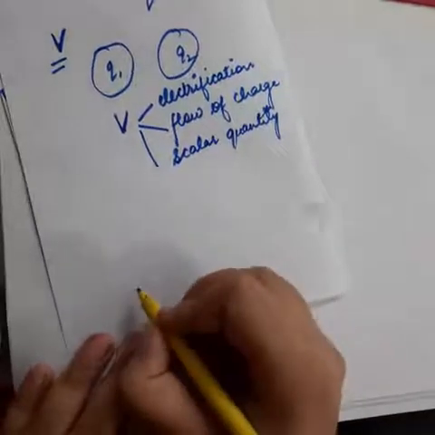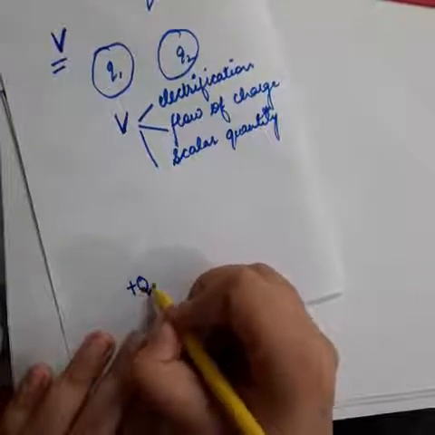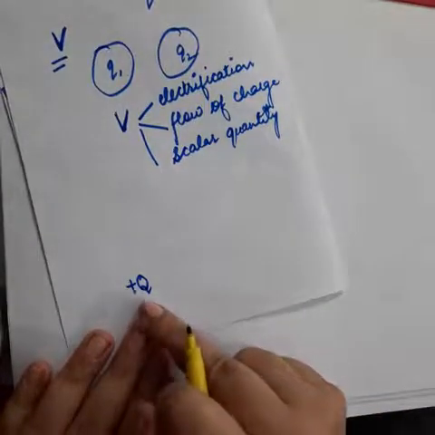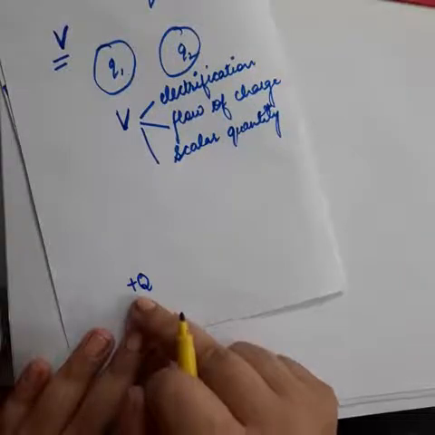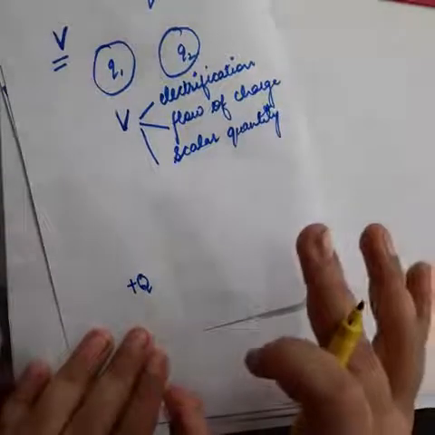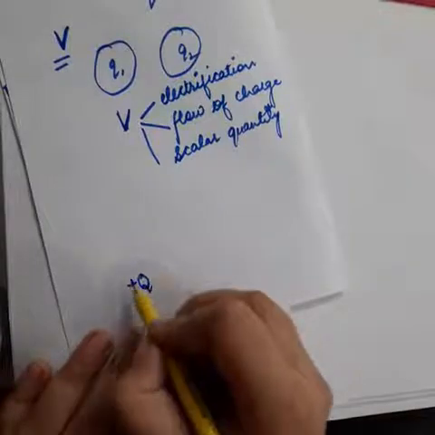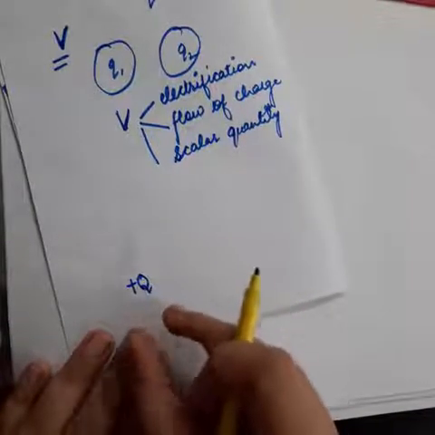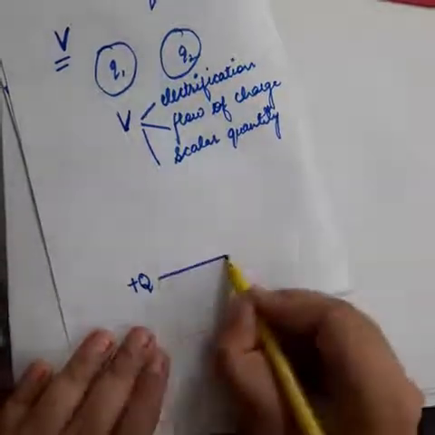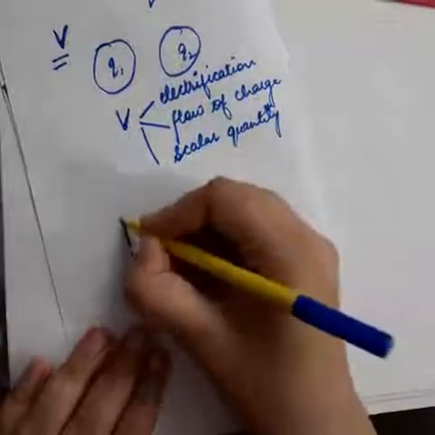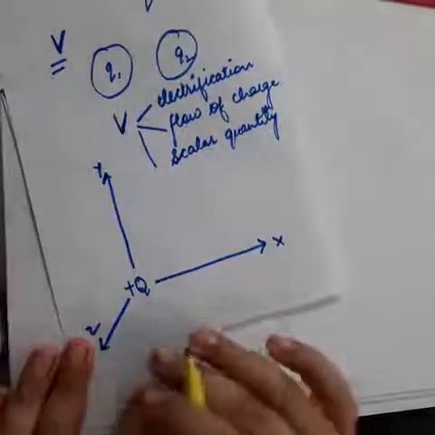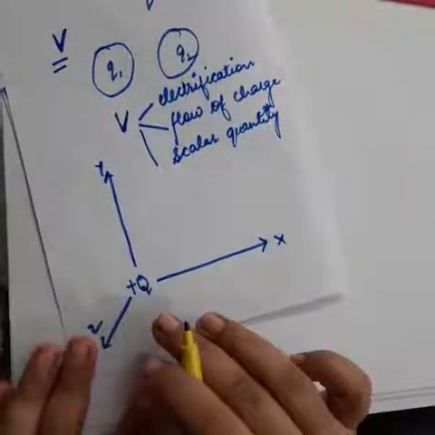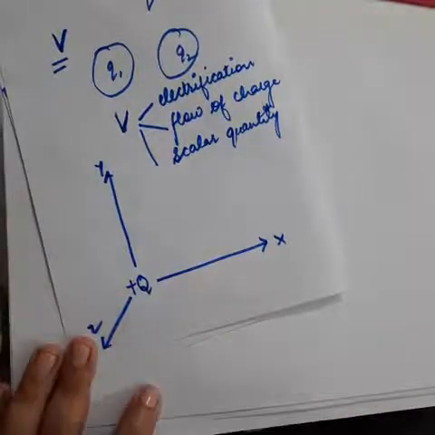Suppose you have a charge here. This is plus Q charge here. This is the source charge. If there is a charge over here, that means it is creating an electric field around it, isn't it? Suppose I am taking this position of charge as my origin, so that this is the x-axis, this is the y-axis, and this is the z-axis. And of course the region around this charge is nothing but the electric field.